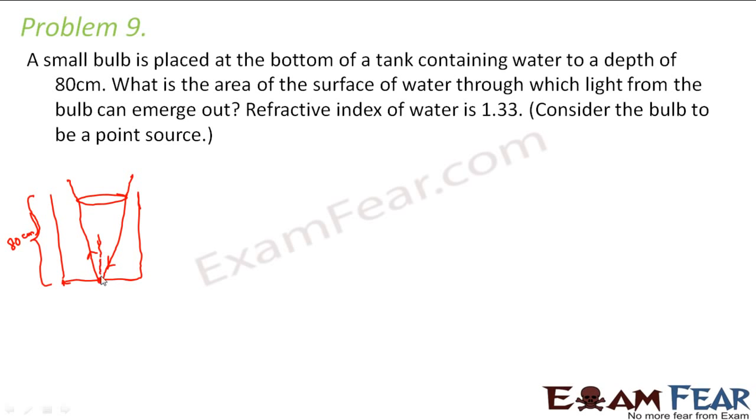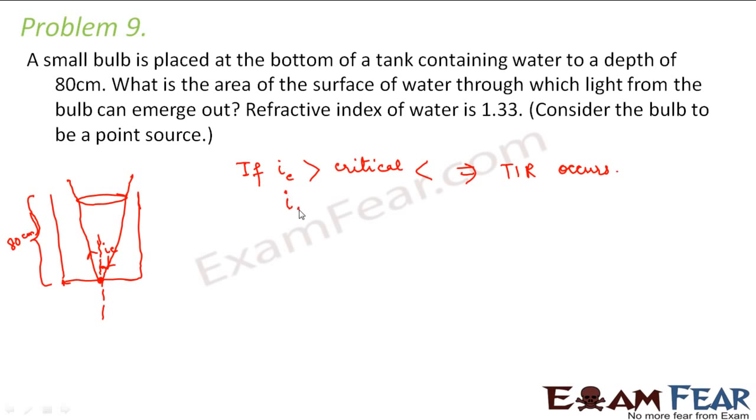That is possible only when this angle of incidence, with this being the normal to the surface, is greater than the critical angle. If the angle of incidence IC is greater than the critical angle, then total internal reflection will occur. Only in that case will the entire light come out in this way, and then we can calculate the area of this surface. We have assumed here that the bulb is a point source.